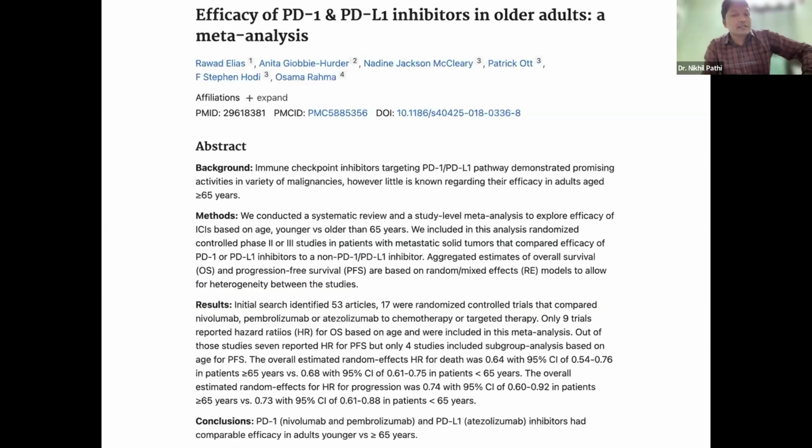And the second question was, is immunotherapy effective for elderly patients?